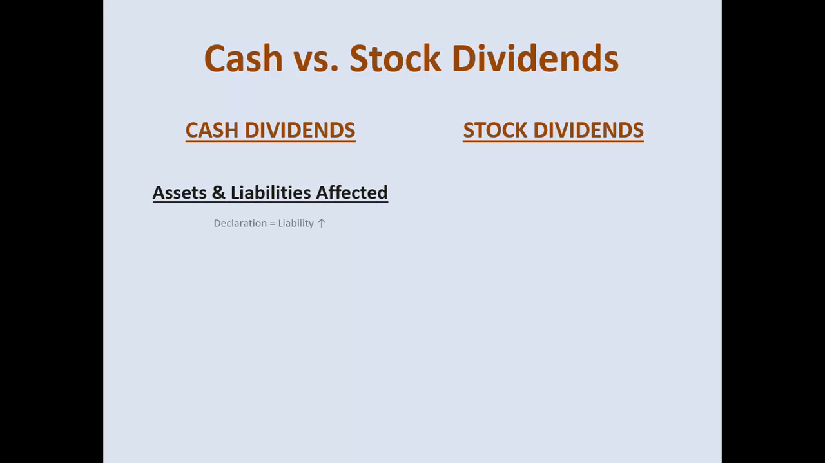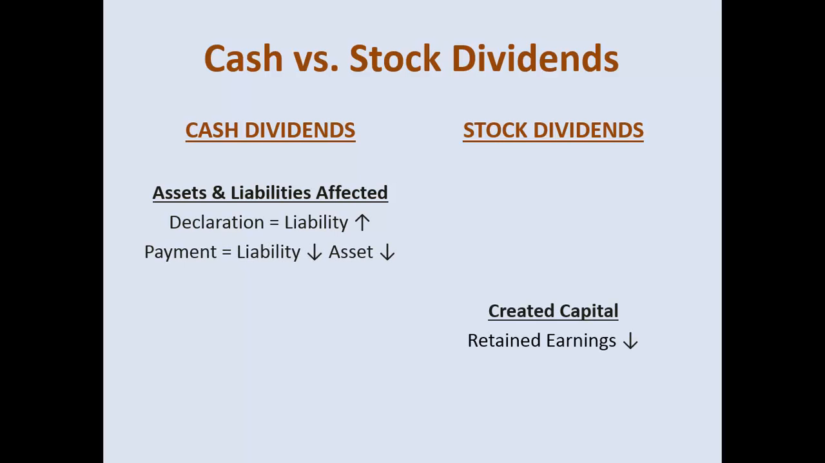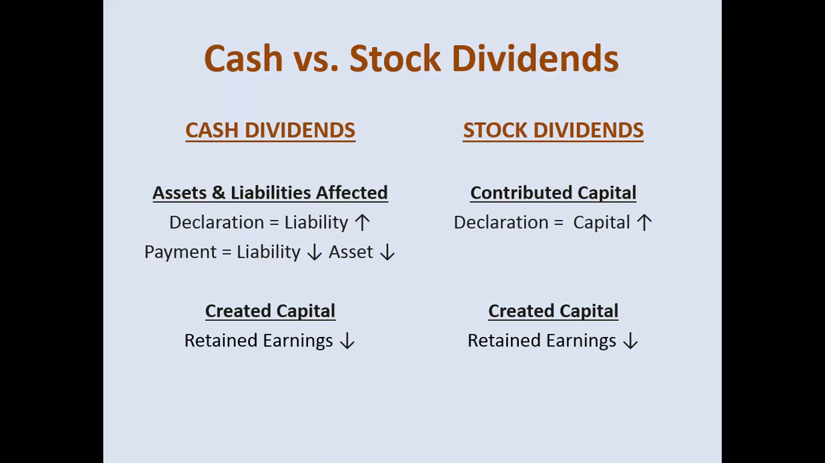So let's see a side-by-side comparison. With a cash dividend, the declaration is going to be a liability. The contributed capital with a stock dividend, it's different. Declaration is a liability goes up. At payment, the liability and the asset go down out the door, and the created capital, the retained earnings, is decreased. But with stock dividends, nothing is ever distributed outside the company. You simply move it from retained earnings to contributed capital.